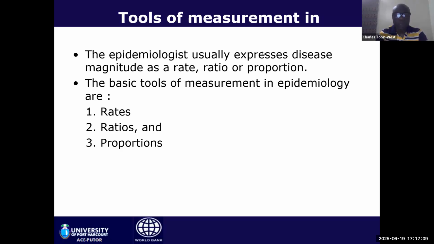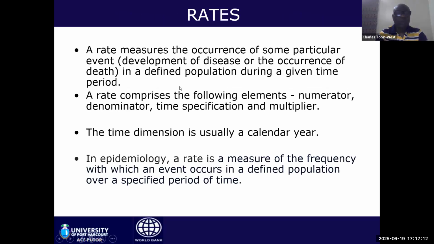Now we'll look at what rates are. A rate measures the occurrence of some particular events, like development of disease or occurrence of death in a defined population during a given period of time. A rate comprises the following elements. It has a numerator, it has a denominator. Then a rate also has time specification and a multiplier.